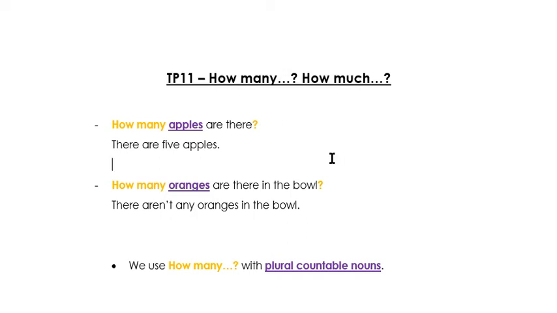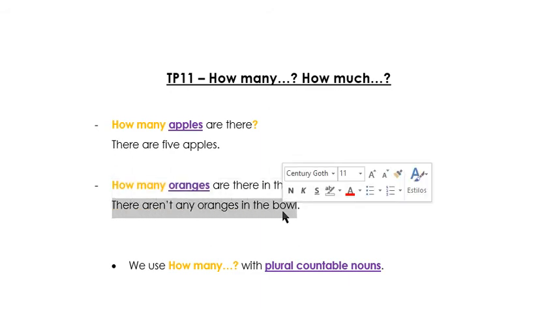How many and how much? How many apples are there? There are 5 apples. How many oranges are there in the bowl? There aren't any oranges in the bowl.